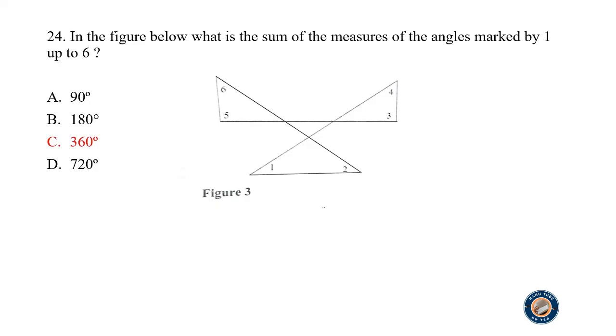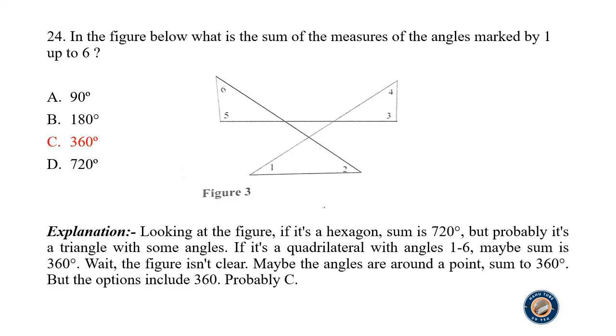The answer will be 360 degree. Looking at the figure, if it is a hexagon, sum is 720 degree. But probably it's a triangle with some angles. If it's a quadrilateral with angles 1 to 6, maybe sum is 360. Wait, the figure isn't clear. Maybe the angles are around a point. Sum to 360 degree. But the options include 360. Probably C will be the answer. You need further reference for this question.